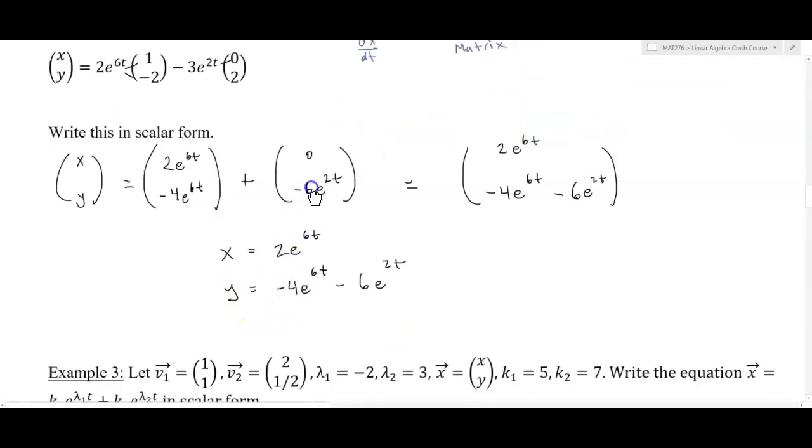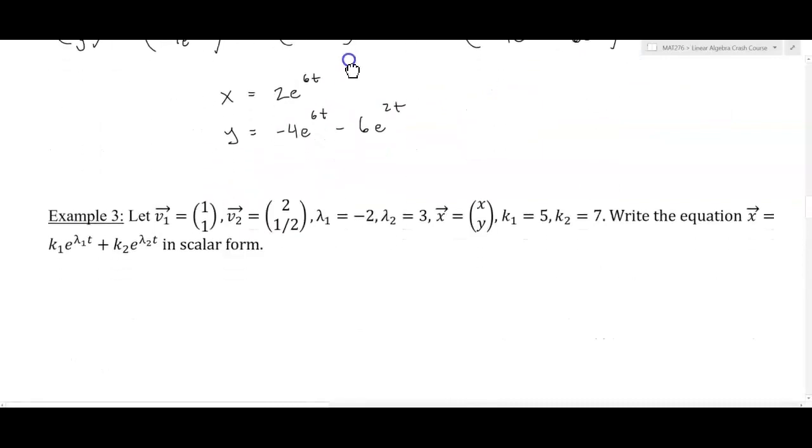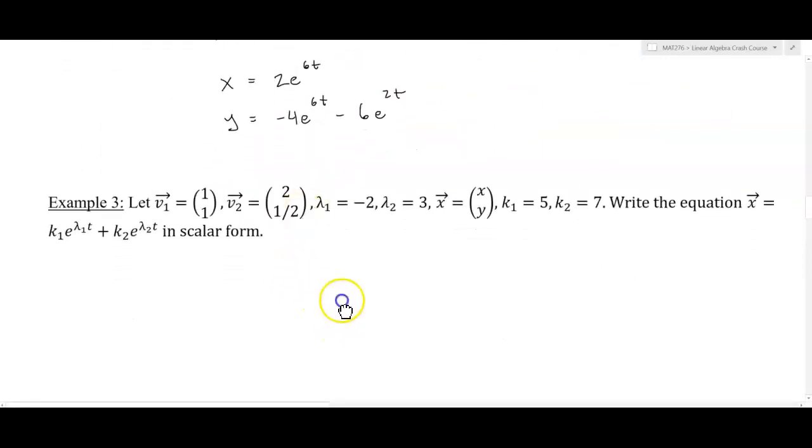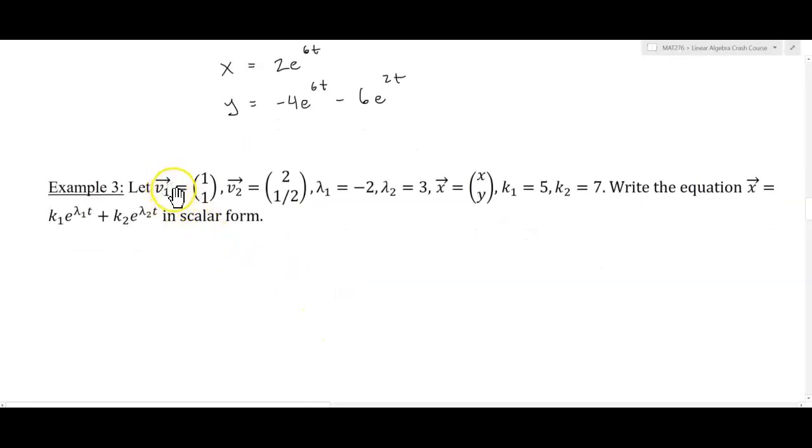So now that we know how to work forward and backward, let's look at something that looks at first a little more complex. Define v1 to be the vector 1, 1, v2 to be the vector 2, 1/2. Lambda 1, this is a Greek symbol called lambda. We'll see this arise kind of often. This is lambda. And lambda 1 equals negative 2. Lambda 2 equals 3. The vector x equals just these two scalar components, x and y. k1 equals 5, k2 equals 7.